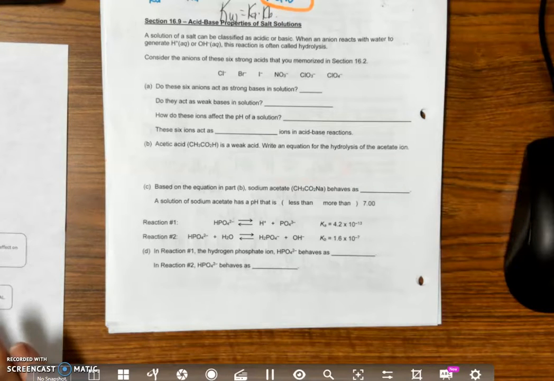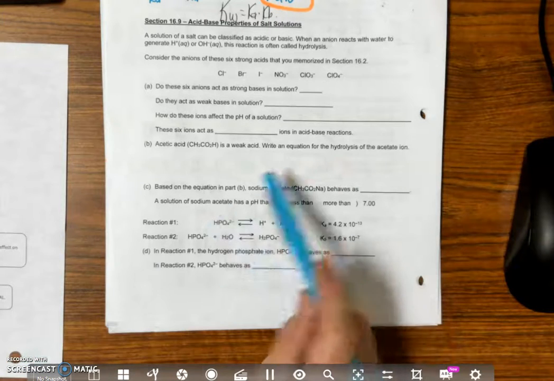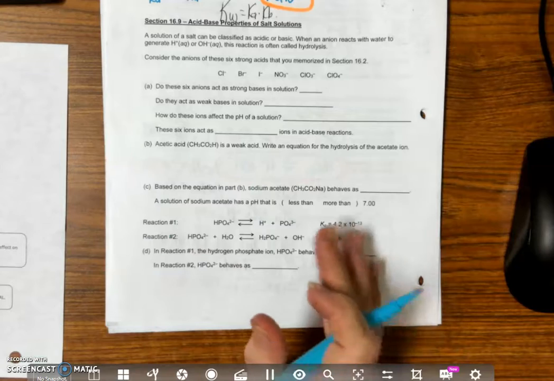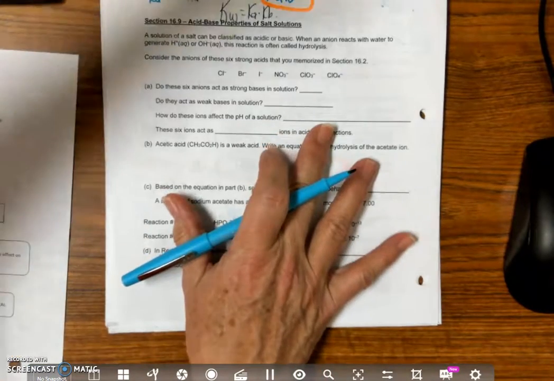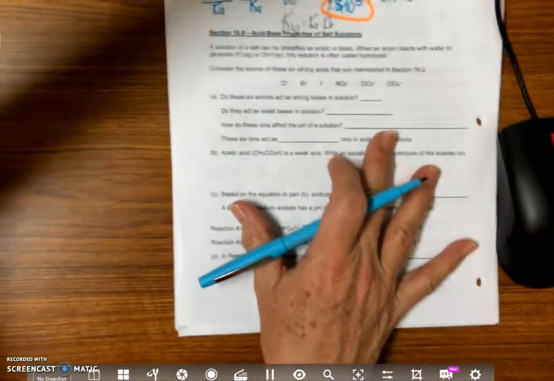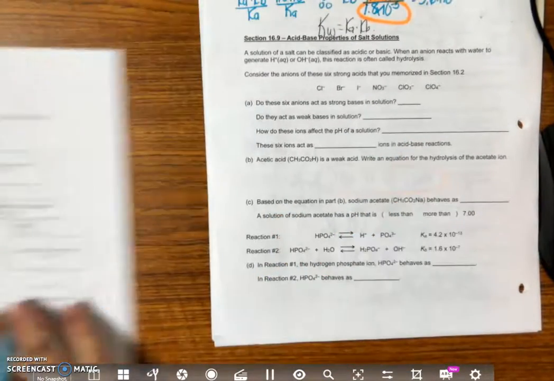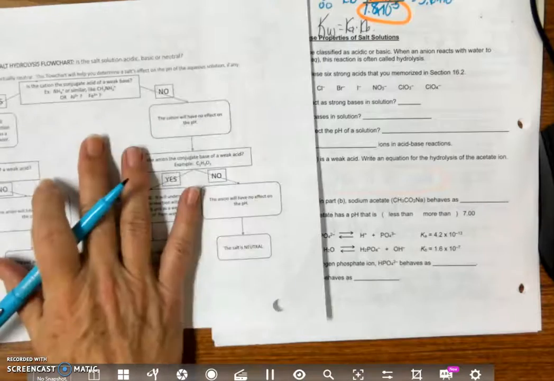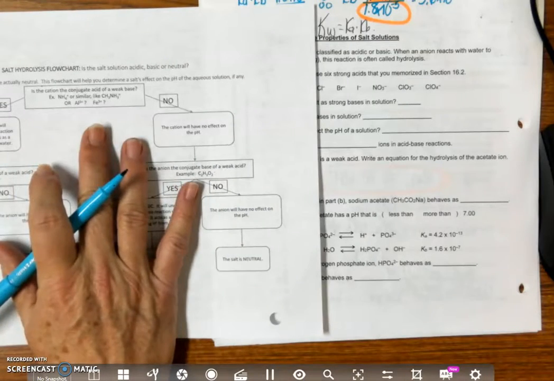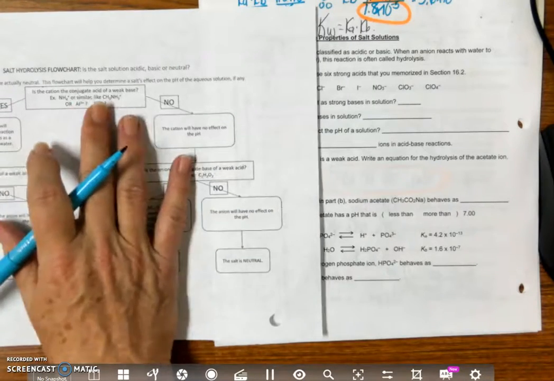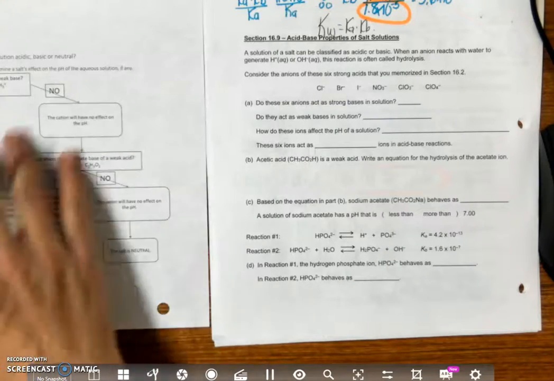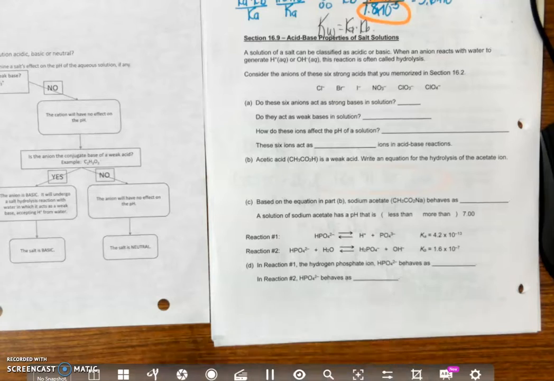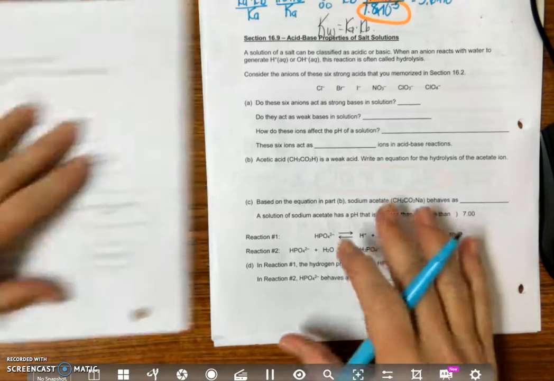Okay, so what we're going to do today is look at the acid and base properties of salt solutions. Now, I want you to take out your packet, and I want you to have this flow chart. This flow chart is really useful. You can't have it on the test, but it will help you organize your thoughts so that you can figure out how to categorize these salt solutions as acids or bases.